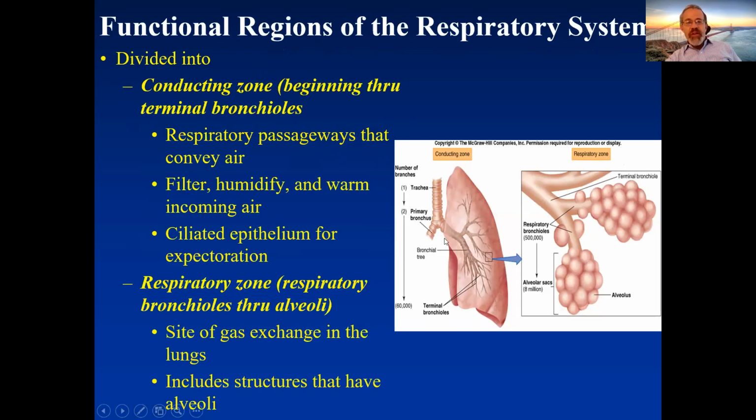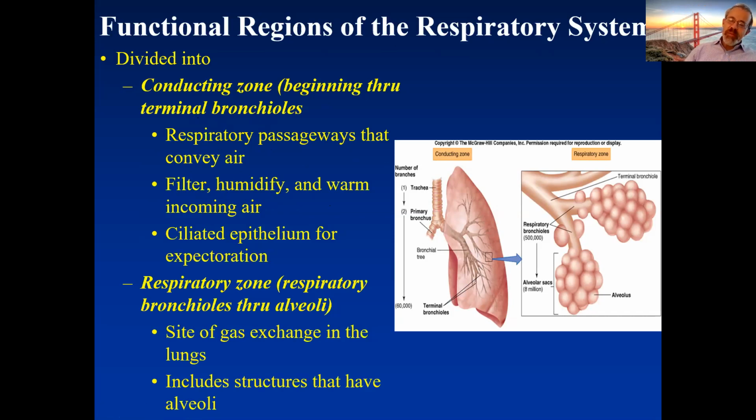So these look fairly different from each other, but the commonality is that they're all respiratory passageways that convey air. And as air moves through all of these regions, from the nasal cavity to the trachea, bronchi, and terminal bronchioles, the air is filtered, cleaned up, humidified, so moistened, and warmed. These three things are really what we refer to as air conditioning.